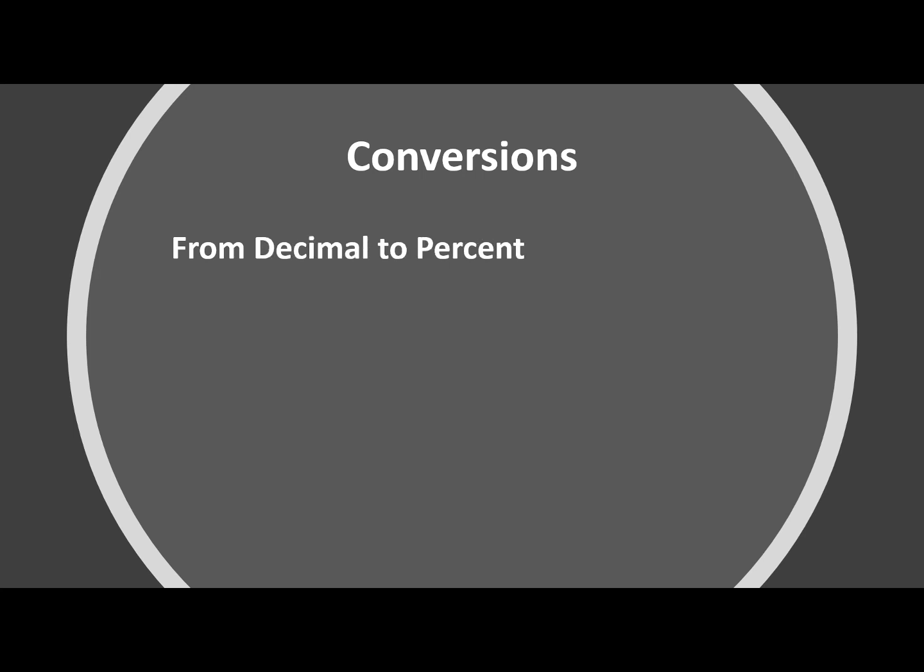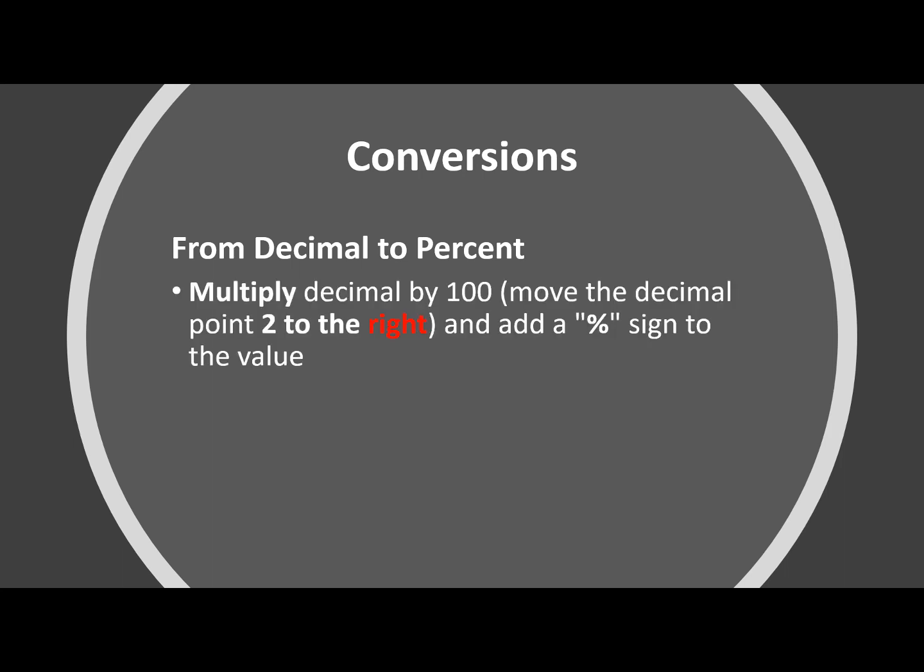To convert from a decimal to a percent, we multiply the decimal by 100, or another way to do that is simply move the decimal point 2 places to the right and then add a percent sign to the value. We multiply by 100 because a percent is a number compared to 100. So let's look at an example.